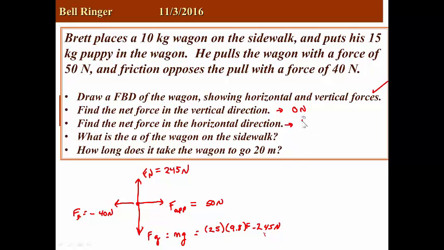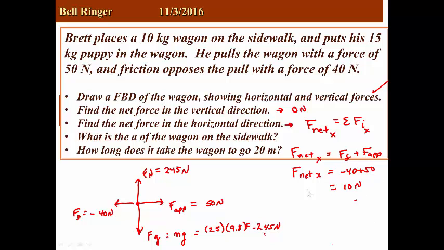So horizontal, we're going to look at F net is equal to the sum of the individual forces in the horizontal. So I'm looking at x's. So F net x is equal to the force of friction plus the applied force. Okay, so F net x is equal to negative 40 plus 50, which is equal to 10 newtons. Okay.